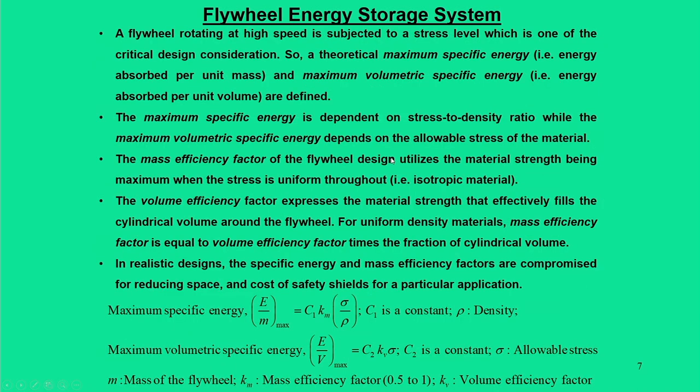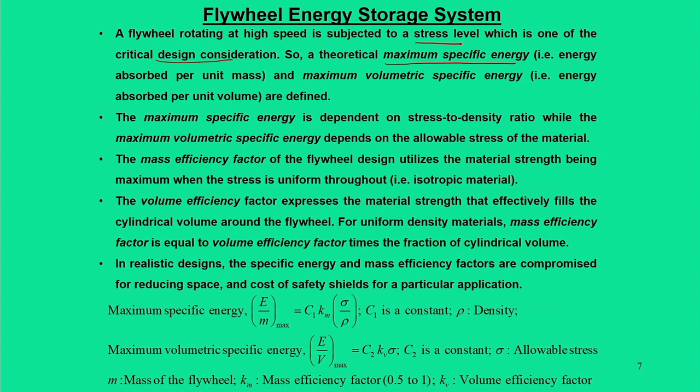Now, coming back to the flywheel design criteria. A rotating flywheel at high speed is always subjected to a stress level, and this stress level keeps us alert about the critical design considerations. There are two parameters used for this design criteria. The first is theoretical maximum specific energy, which means energy absorbed per unit mass of the flywheel, characterized in terms of its mass. The other is characterized in terms of the volume or size of the flywheel, that is maximum volumetric specific energy, which is energy absorbed per unit volume.